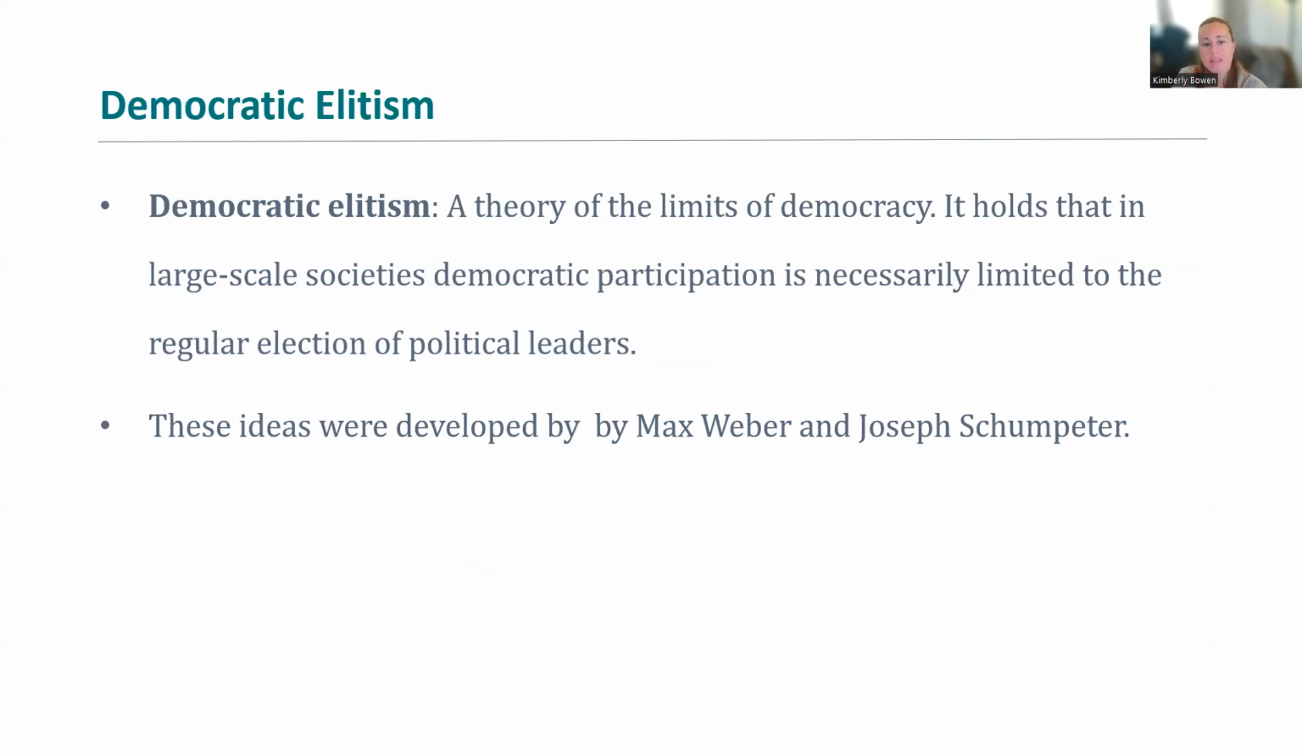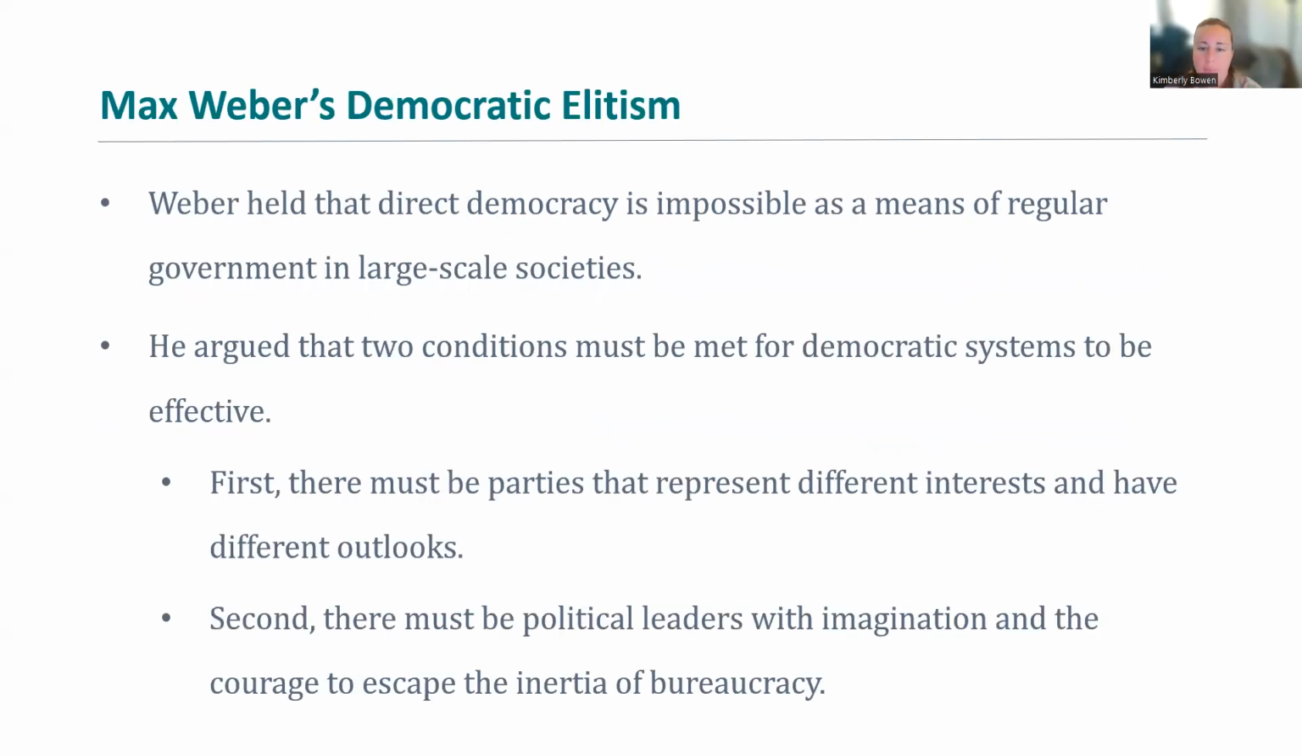All right, democratic elitism is a theory of the limits of democracy. It holds that a larger scale society's democratic participation is necessarily limited to the regular election of political leaders. These ideas were developed by Max Weber and Joseph Schumpeter. We're gonna pretend like I know how to pronounce that word for a minute. And this is essentially just, again, talking about how it's impossible for these large scale societies to have everybody vote on every specific little thing, right?